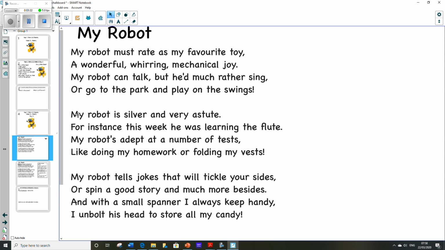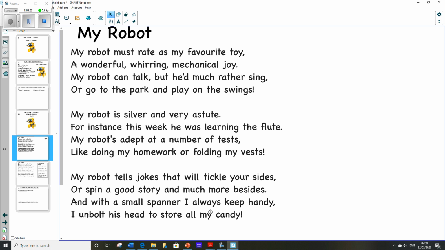My robot. My robot must rate as my favourite toy, a wonderful, whirring, mechanical joy. My robot can talk, but he'd much rather sing, or go to the park and play on the swings. My robot is silver and very astute. For instance, this week he was learning the flute. My robot's adept at a number of tests, like doing my homework or folding my vests. My robot tells jokes that will tickle your sides, or spin a good story, and much more besides. And with a small spanner I always keep handy, I unbolt his head to store all my candy.